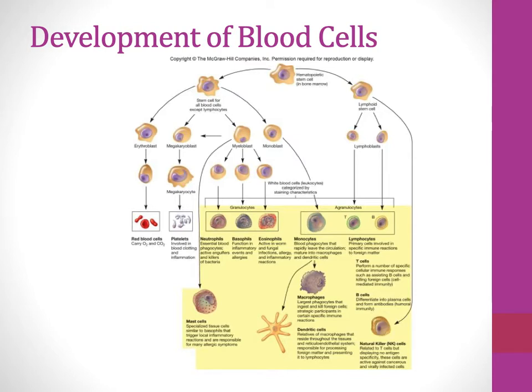Okay, and so if you look at the yellow box there, we have our granulocytes originating from that myeloid progenitor. For agranulocytes, our T cell and B cell are going to originate from the lymphoid progenitor, but the monocyte is actually a myeloid, so it originates from the myeloid. Okay, from the myeloid lineage, we also have our platelets and red blood cells originating.